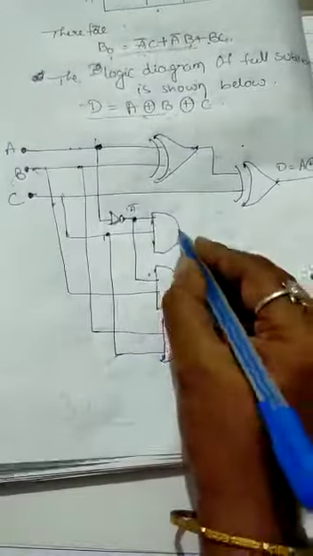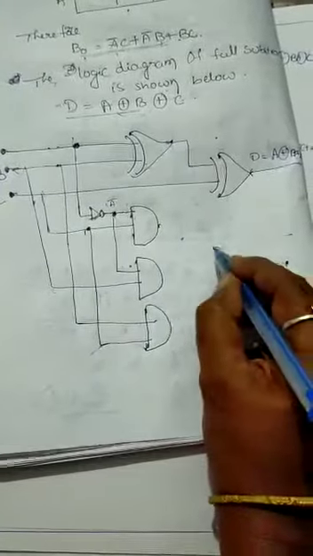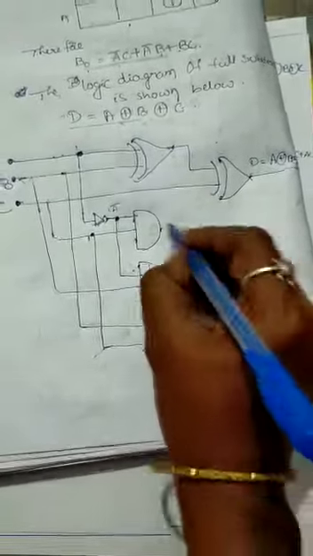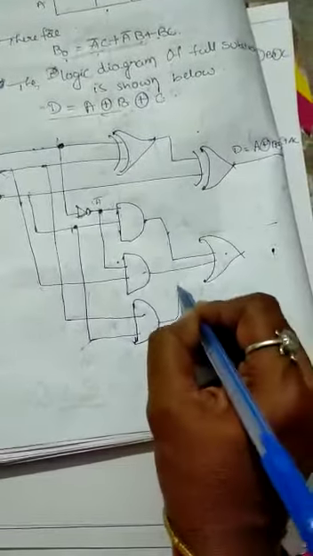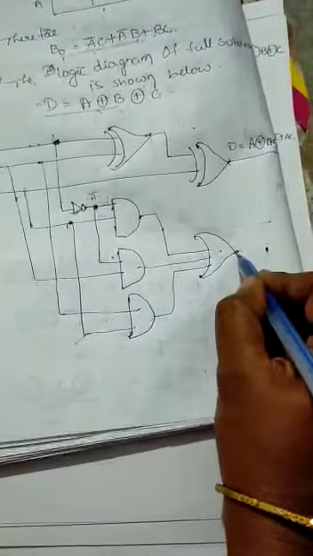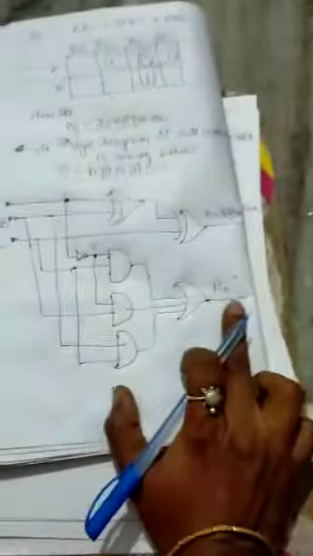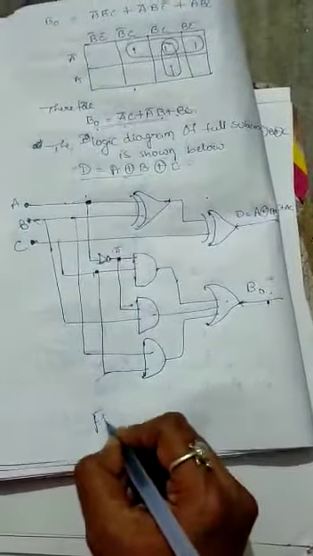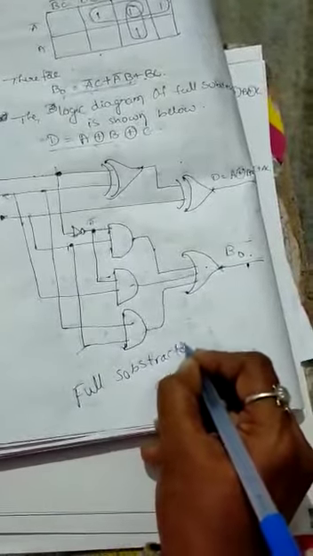So all these 3 terms are ORed, since plus means OR. We take the OR gate and combine all the outputs of the ANDs, and this is the B naught. B naught, D. This is the logic diagram for the full subtractor. Okay, thank you.